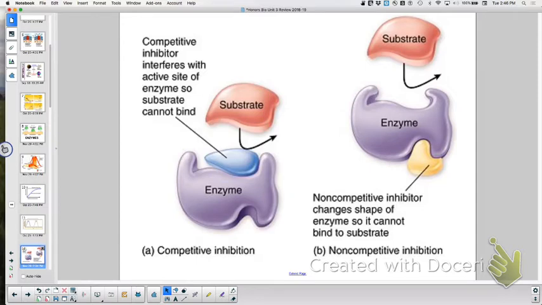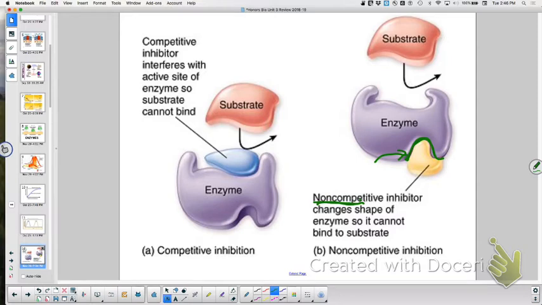Competitive inhibitors bind to the active site and compete with the substrate. Non-competitive inhibitors bind to a second site. Do you remember what that second site is called? Allosteric site. Boom, allosteric site. So this site right here is not the active site that I've highlighted in green. It's an allosteric site, a secondary site. A non-competitive inhibitor, meaning it's not competing for the active site, binds to the allosteric site.